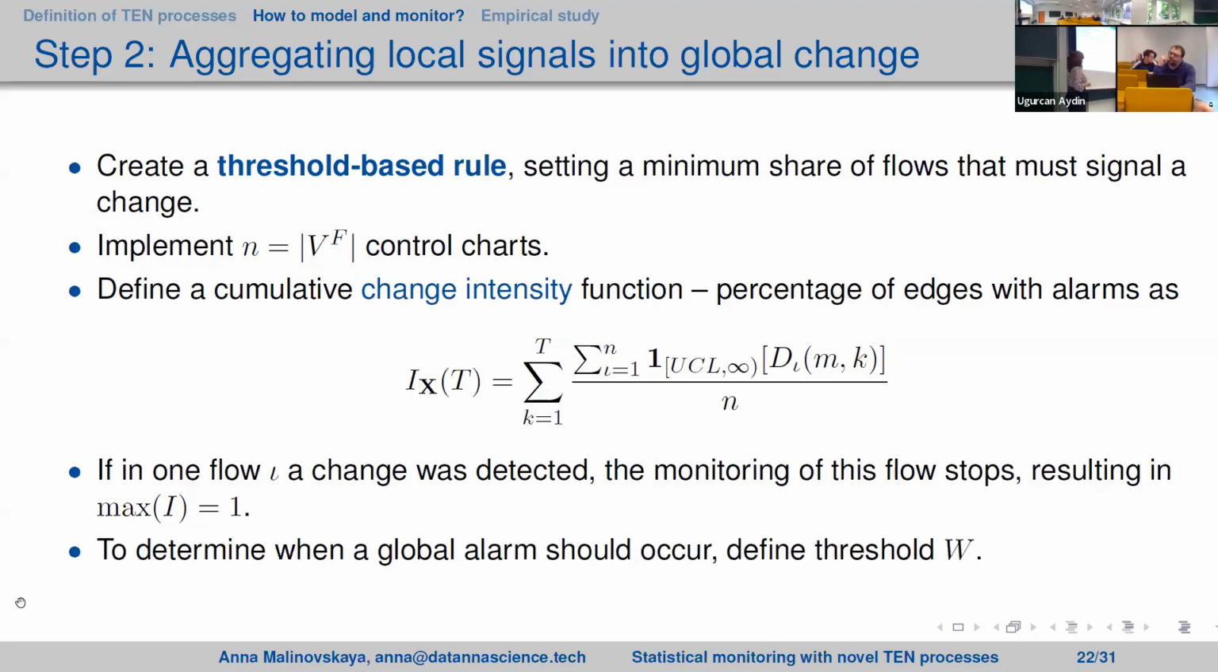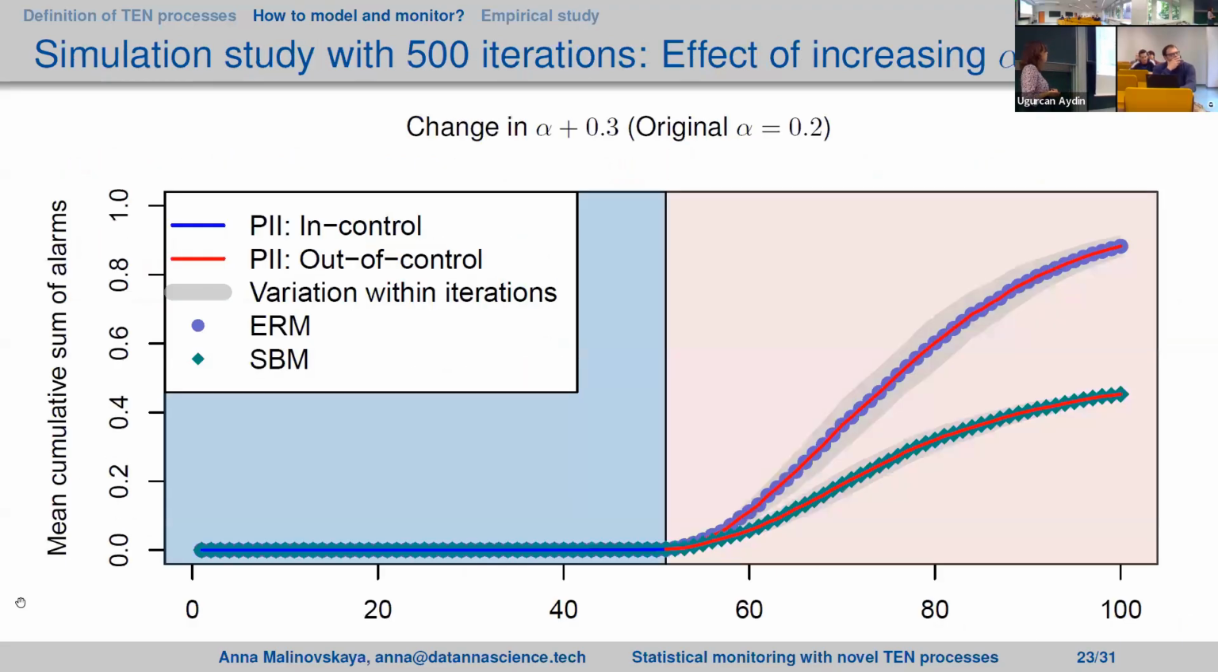Of course, it's a very simple idea of how to aggregate, because you can also think of weighting some particular flows that are very critical, or even performing the whole monitoring on just some specific flows or clusters of flows. This is all possible, right? But for that, you have to have a deep understanding of what the actual process is.